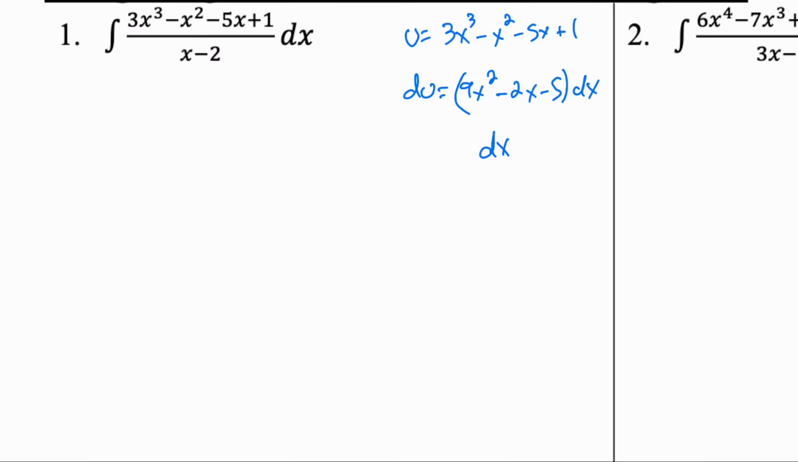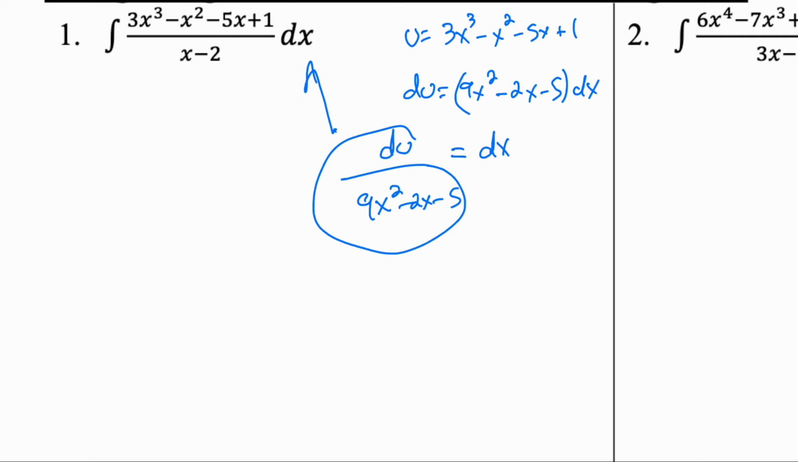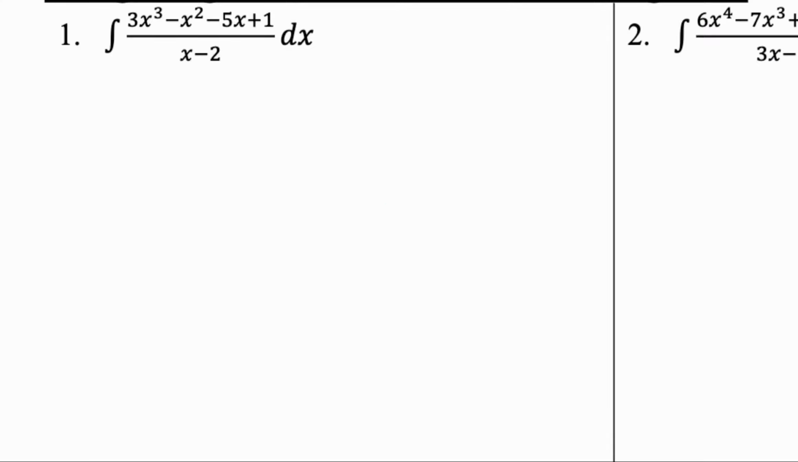So as we solve for that dx, you'd end up with du over 9x squared minus 2x minus 5. And replacing dx is not going to cancel anything out. Right? So since it's not canceling anything out, we need another strategy. Another strategy for us to use here would be long division, to help rewrite this integral in another way, into a format that we can actually integrate.